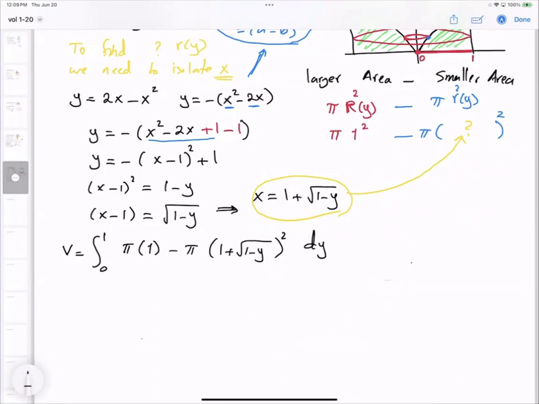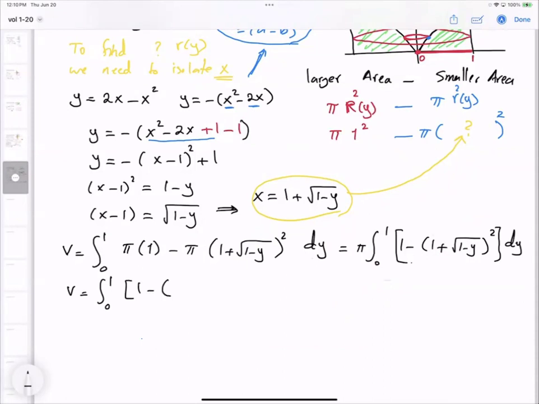Very good. You could factor out pi as well. So we get pi times the definite integral 0 to 1 of (1 minus (1 plus the square root of 1 minus y) to the second power) dy. So first write this in expanded form. The volume is the definite integral 0 to 1 of 1 minus, here you get 1 squared plus 2 times the square root of 1 minus y plus the square root of 1 minus y to the second power, which is 1 minus y, and then dy.